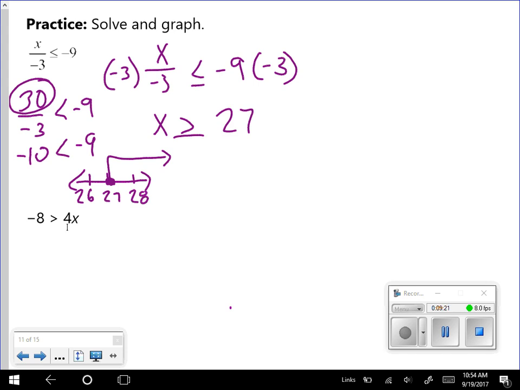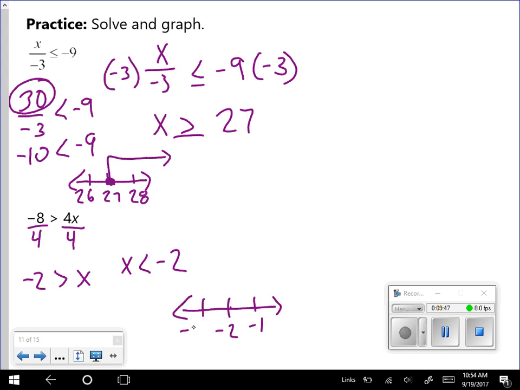Okay, next one, we're going to divide by 4. Now, did we multiply or divide by a negative number? We did not. We have a negative number here, but we did not multiply or divide by a negative number. So our sign does not change. So negative 2 is greater than x. So I'm going to switch that around. X then is less than negative 2, and I can graph that. I have an open circle at negative 2, shaded to the left. You could pick any number, negative 3 here, so negative 8 should be less than, or sorry, greater than negative 12. That is true.